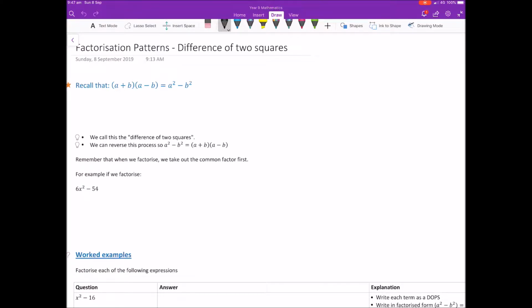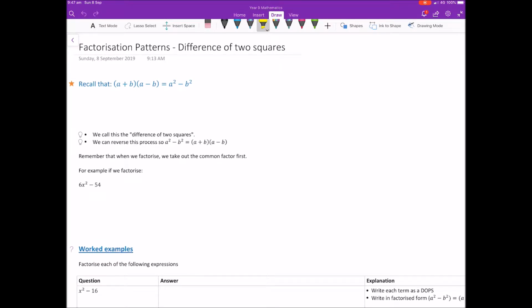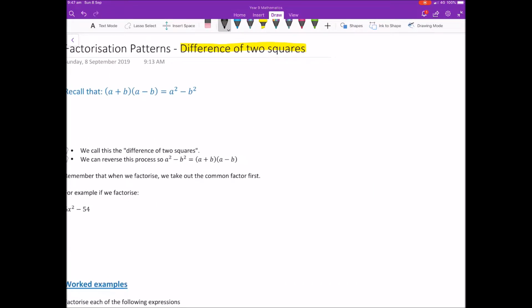So as part of our unit on quadratics, we're going to be looking at factorising patterns and specifically the difference of two squares. If you recall an earlier unit on factorising and expanding, you'll notice that we have two brackets, so a plus b multiplied by the bracket which has a minus b. And what that's saying is that it's equivalent to a squared minus b squared.